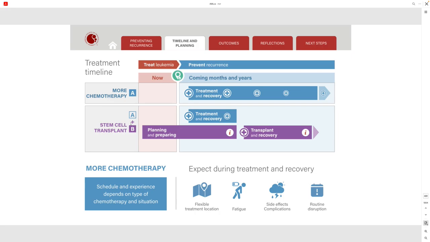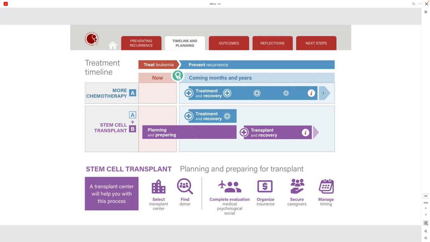For the other approach, which is to give chemotherapy and prepare for and conduct a stem cell transplant, we also provide an additional point here, which is that in order to set that up, there's quite a bit of planning involved. This is not an exhaustive list, but a guide to that discussion of that planning, including selecting a transplant center and finding a donor, but also recognizing that completing the evaluation for medical, psychological, and social suitability may involve travel and time, may involve organizing resources, including ensuring insurance support and securing caregivers who will join the patient in this journey. And all that preparation will require managing carefully the timing for all these activities that may then arrive at the point of transplantation and then recovery.